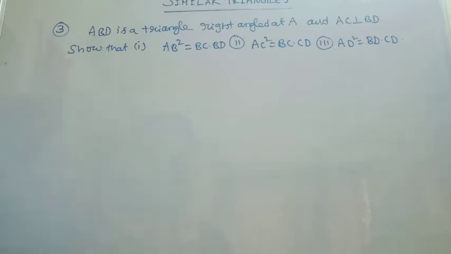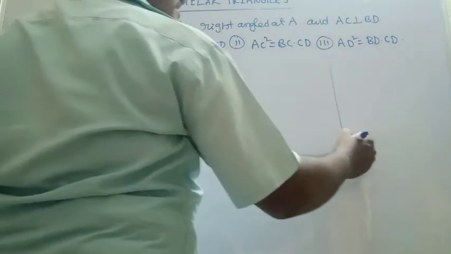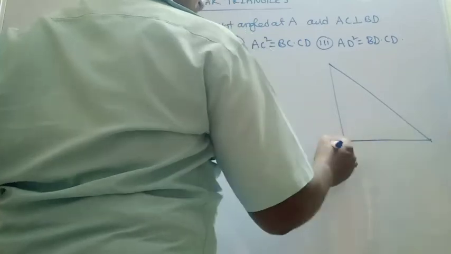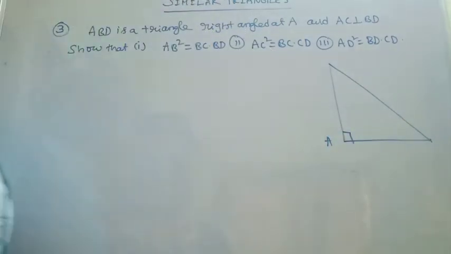If you understand this particular problem, you can do many problems. You see, my dear students, ABC is right angled at A. Therefore, let us take the diagram. This is right angled at A, so angle A is 90 degrees, with B and C.